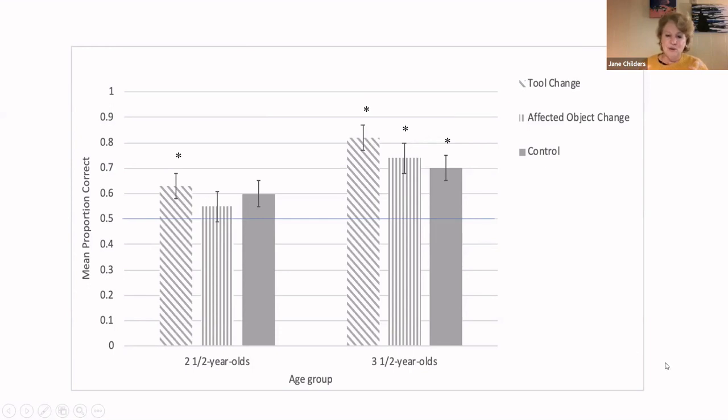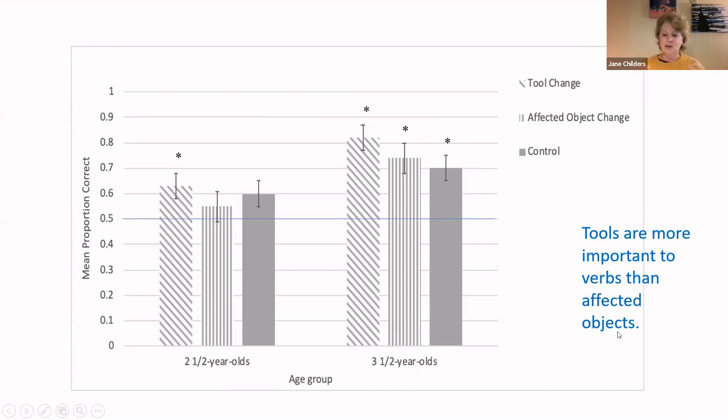Well, why would tools be especially helpful? Because tools are more important to verbs. So verbs are more likely to include a tool like staple. You think of stapler, cut. You think of either a knife or scissors. Their tools are more important to verb meaning than the thing that's receiving the action. It's less important to a verb's meaning. That could be what's going on with these youngest kids.